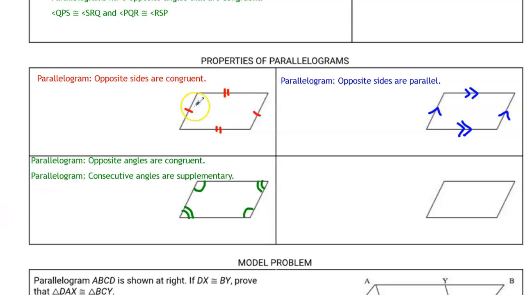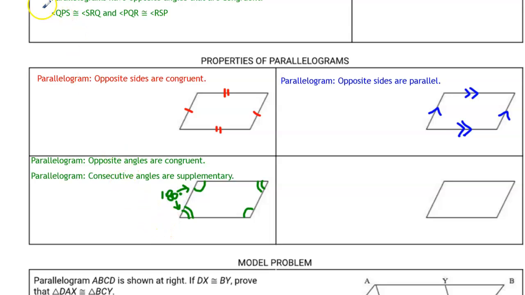So there are actually 2 facts about angles that are pertinent here. We can say that in a parallelogram, opposite angles are congruent, like these 2 angles here are congruent to each other, and these 2 are congruent to each other respectively. And we also say that consecutive angles, which are the angles right next to each other here, are supplementary. So for example, this angle here and this angle here are going to add up to 180 degrees.